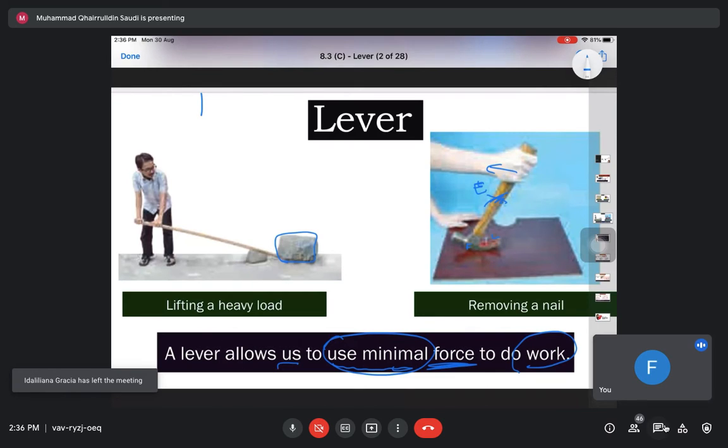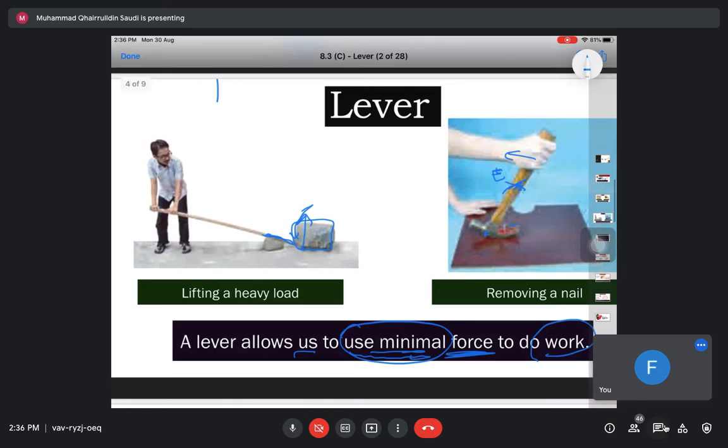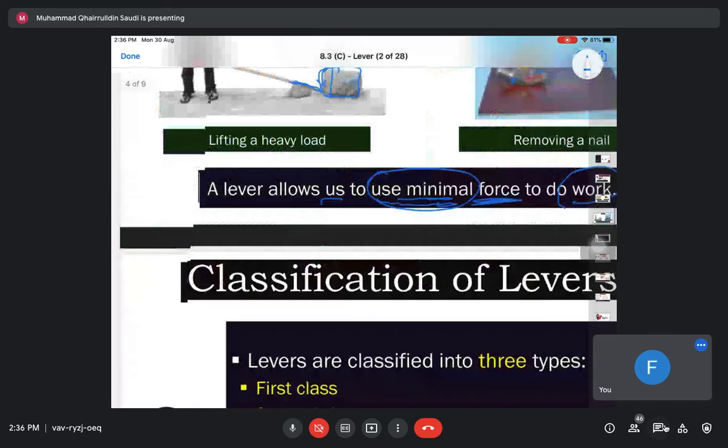Okay, if you use a lever, it will be easier to lift this rock. Compare if we don't use this lever or this kayu. If you want to lift it using just your hands, it will be harder. So a lever allows us to use minimal force. Besides making work easy, it also minimizes the effort needed.